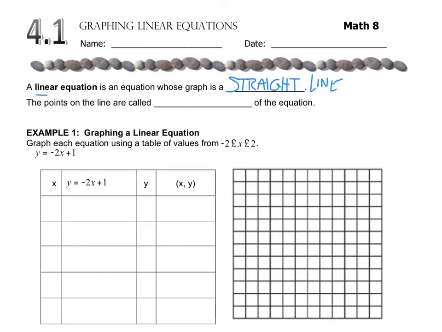If I say something is linear, it's an equation whose graph is a perfect straight line. The points on the line are called solutions of the equation. So it's not just that we have a pretty picture on our graph.